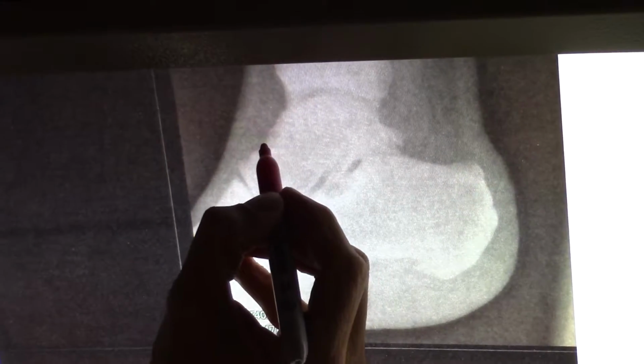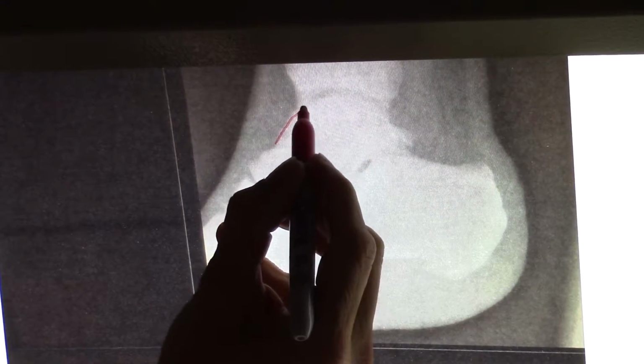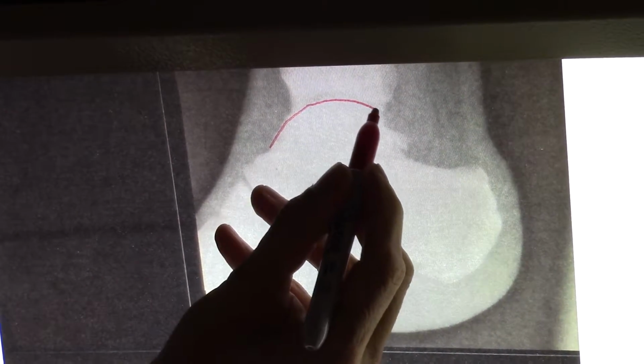Now, this is a more involved talus bone. It's a little bit blurry, but you can see the dome-shaped structure to it. You still have it, still dome-shaped, relatively.